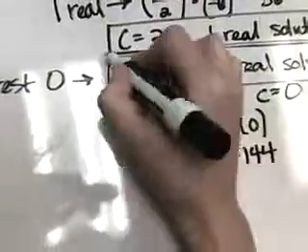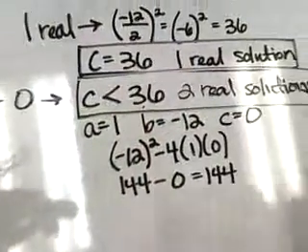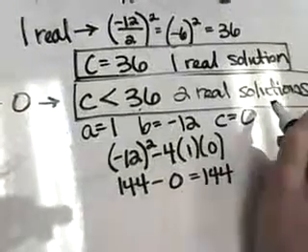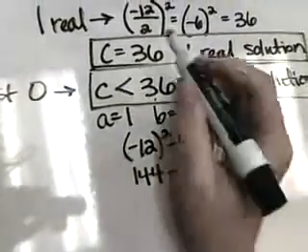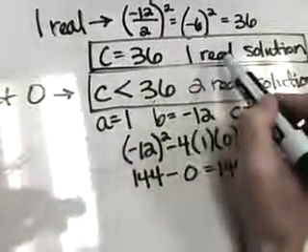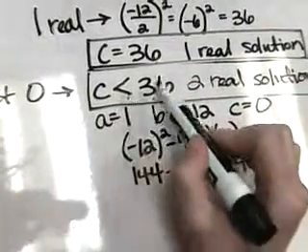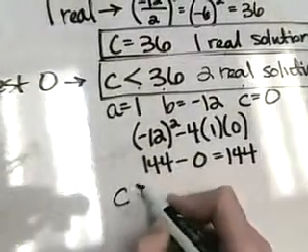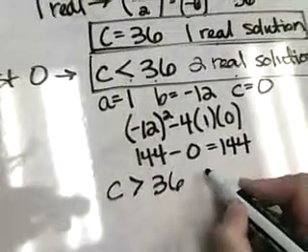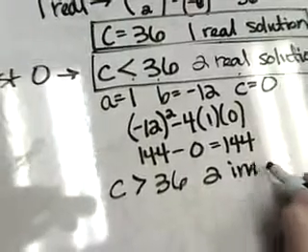We tested 0. 0 was less than 36, so that means any other number less than 36 would give me two real solutions. So that means if C equals 36 is one real, C less than 36 is 2 real, then C greater than 36 should be 2 imaginary.